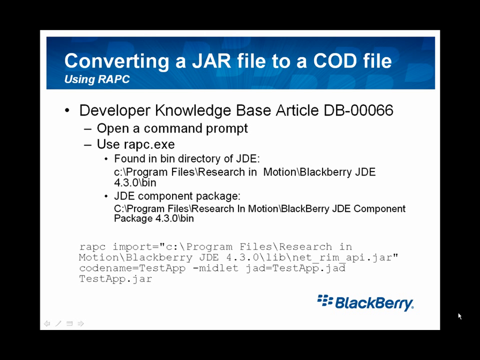The call to rapc takes in a number of parameters. The first parameter is the location of the file netrim_api.jar. This file contains the BlackBerry's defined API set. The codename parameter defines the name of the COD file that will be generated. -midlet specifies that we are producing an application of type midlet. And finally, the JAD and jar are those of the application that we are converting to a COD file.